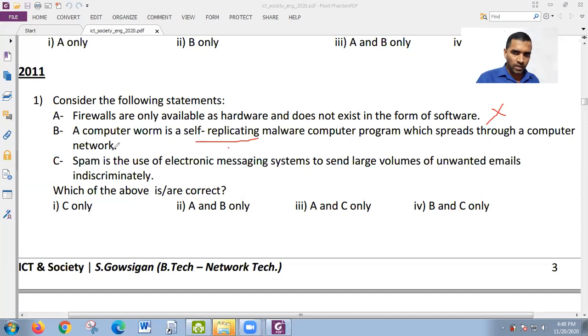Similar to a computer virus, a worm can replicate, right? But at the same time, a worm can spread through a computer network. So that is correct. Okay.